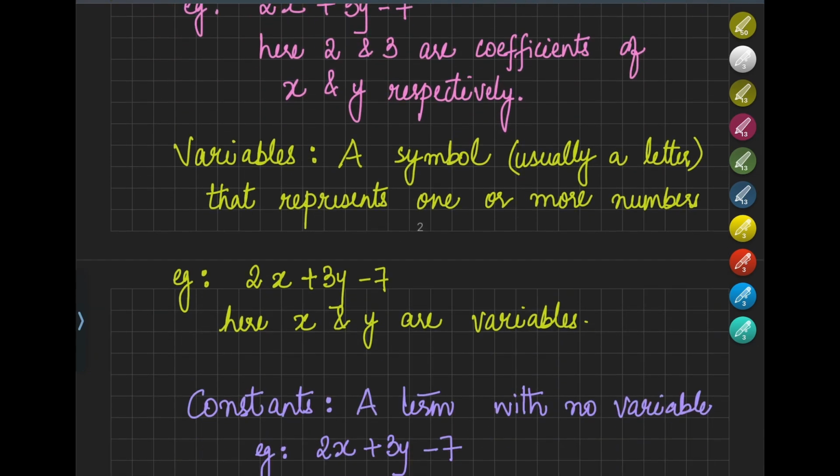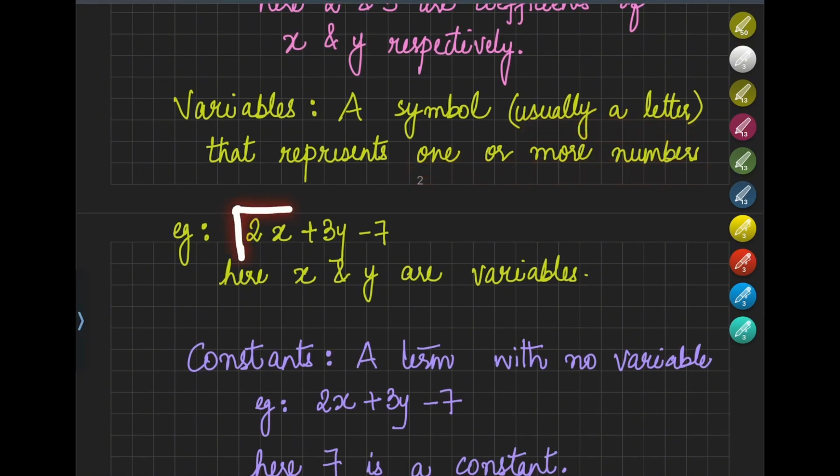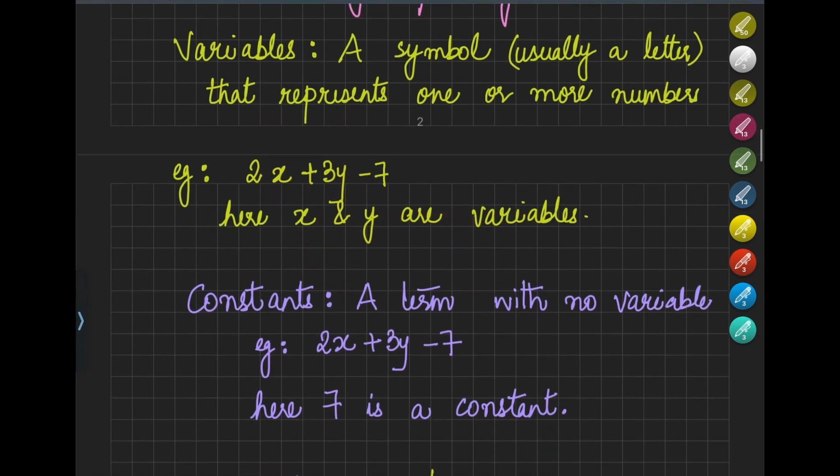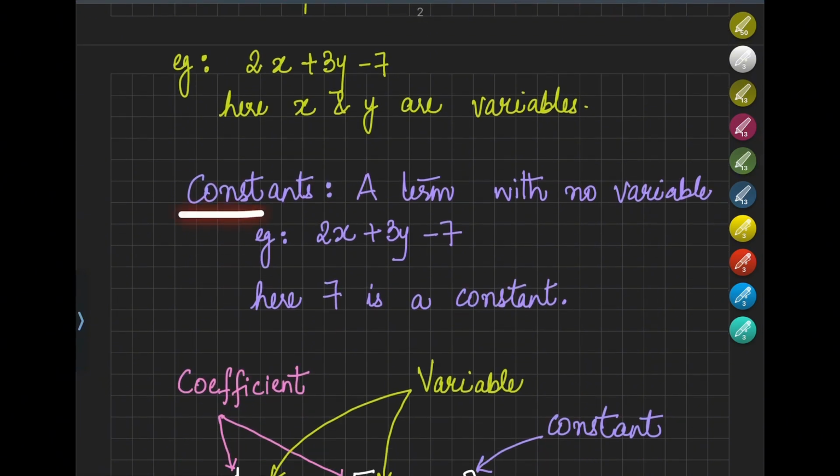What are variables? Variables are a symbol, usually a letter, that represents one or more numbers. Like 2x plus 3y minus 7, here x and y are the variables and 2 and 3 are the coefficients of the variables x and y. Then what is a constant? A term with no variable. We see that in the expression 2x plus 3y minus 7, 7 is the only term with no variable. That means the number 7 is called the constant.